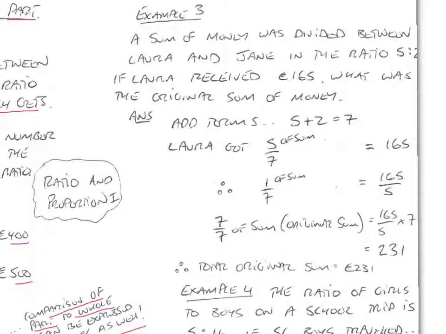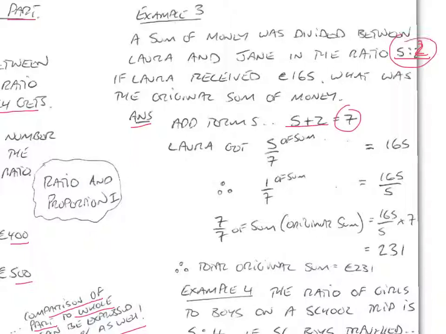Let's look at this third example then. A sum of money was divided between Laura and Jane in the ratio 5:2. If Laura received €165, remember she got 5 of the 7 parts. She received that, which was worth €165. What was the original sum of money? What are the 7 parts equal to?